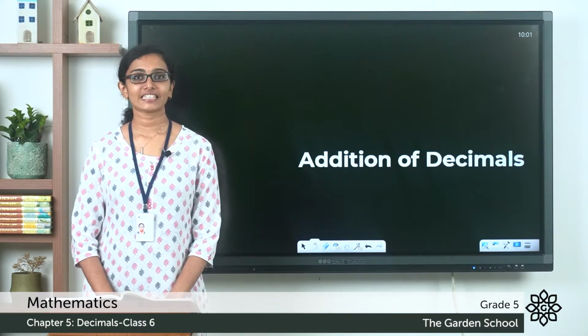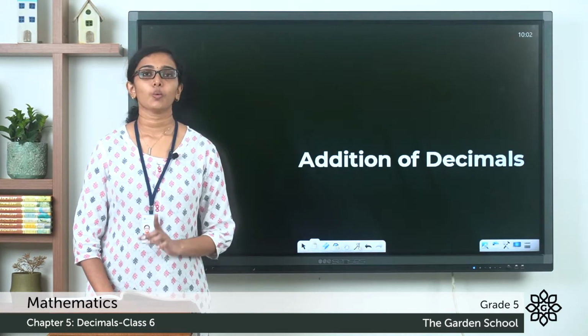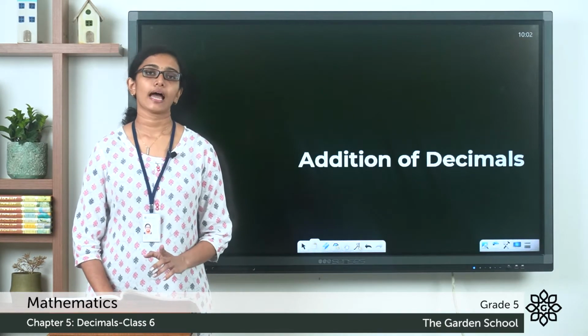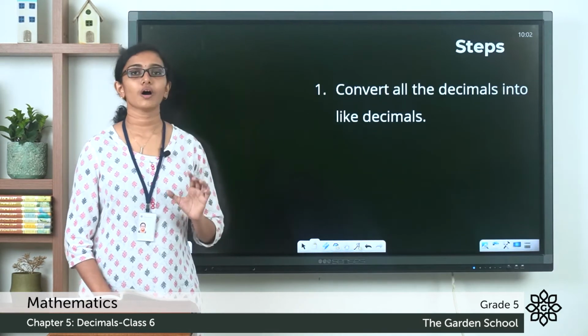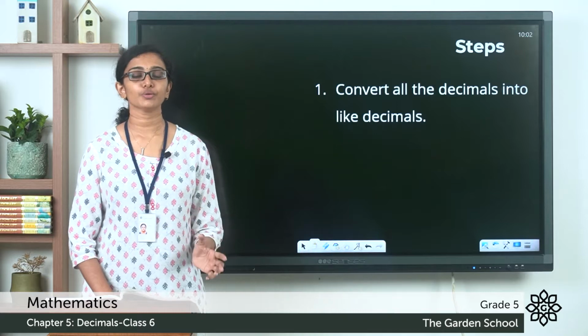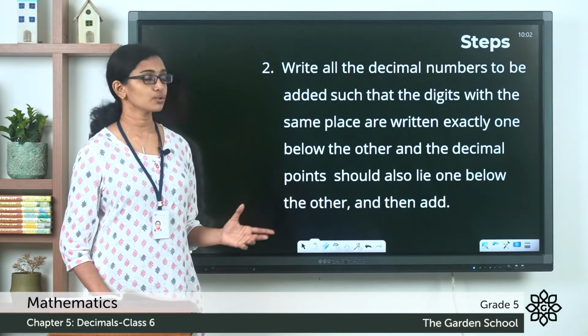So today let's learn how we can add decimal numbers. Let's see what the steps involved in adding decimal numbers are. The first step is to convert all the given decimal numbers into like decimals. And then what do you have to do?